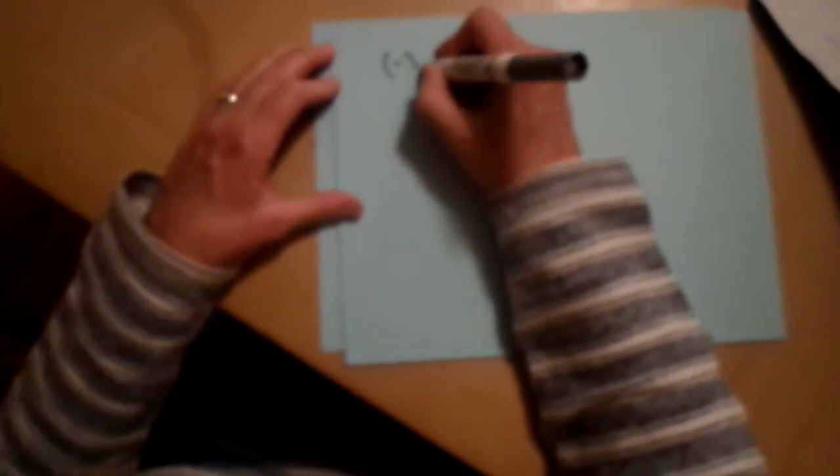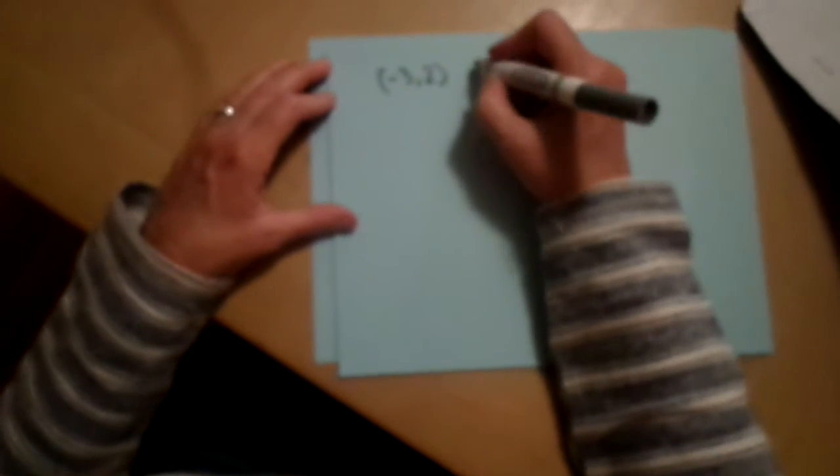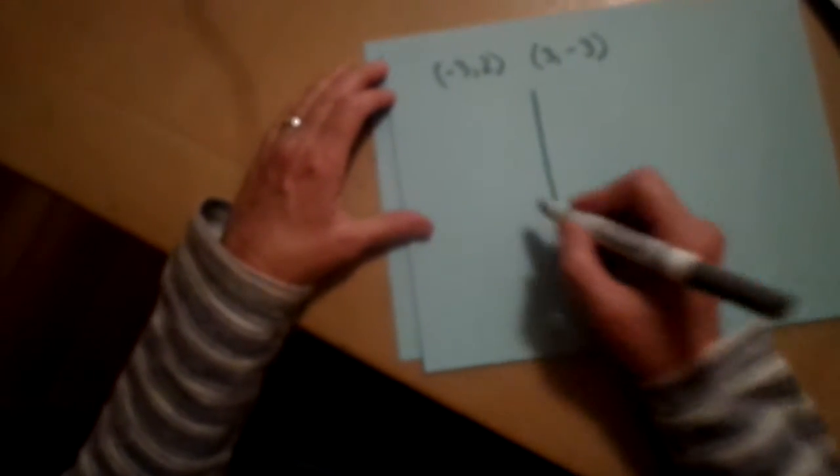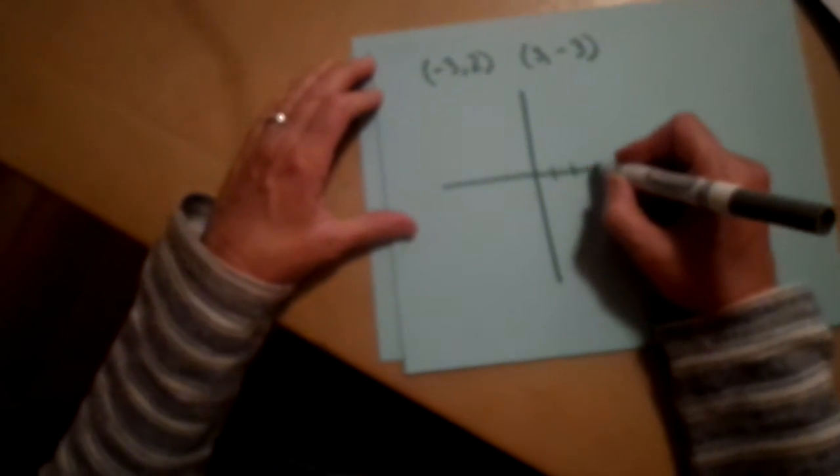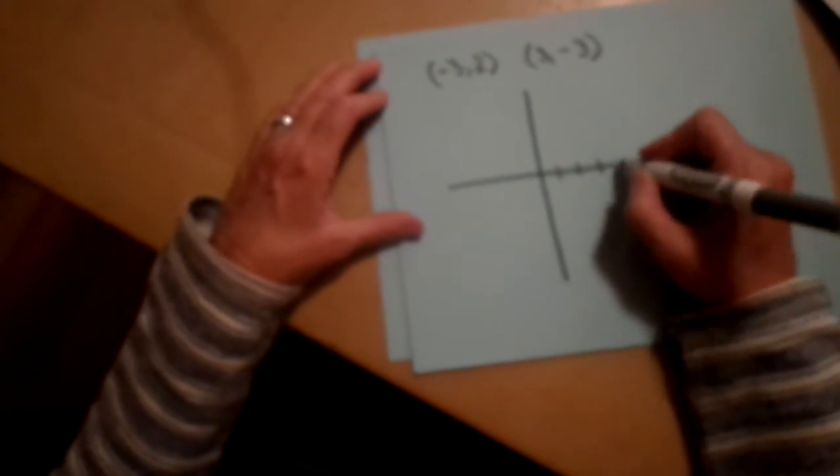Then we also found equations two different ways. We found the equation of a line. The question would be, find the equation of a line passing through points (-3, 2) and (3, -3). To solve this, you have to make a graph. You want to make sure that you go up far enough, so these all go up to 3.